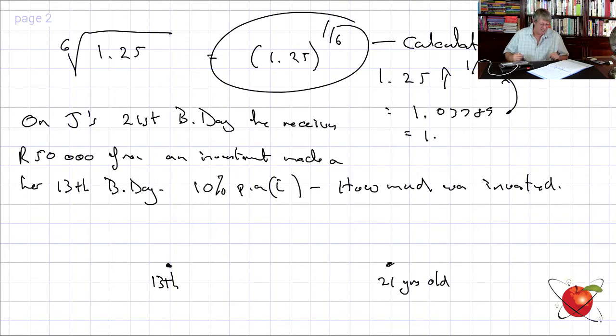Okay, and if you're a bit worried, count it out. 13, 14, 15, 16, 17, 18, 19, 20. Can you see what I did? 14, 15, 16, 17, 18, 19, 20. So I can now count 1, 2, 3, 4, 5, 6, 7. It's 8 years. So n is equal to 8 years.